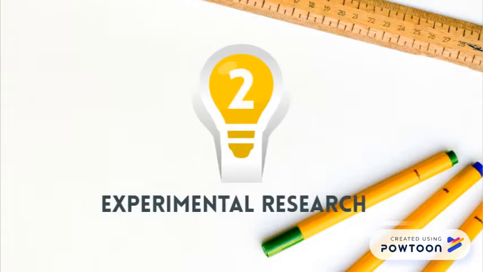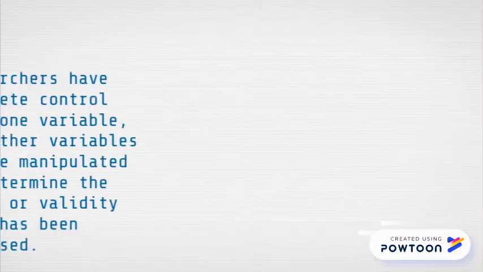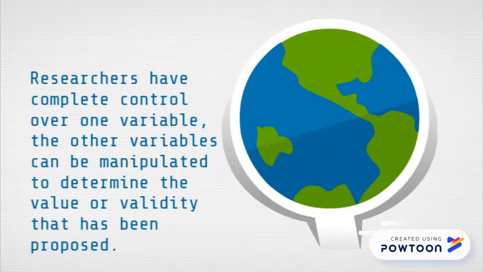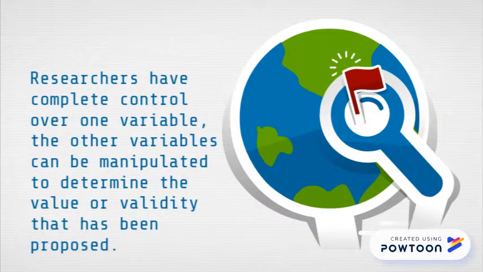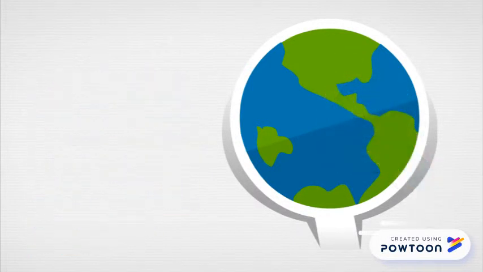Now moving on to number 2, which is experimental research. This research allows the researchers to have complete control over one variable, and the other variables can be manipulated to determine the value or validity that has been proposed.